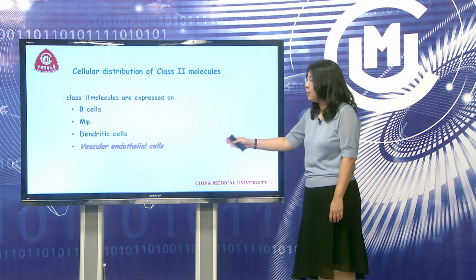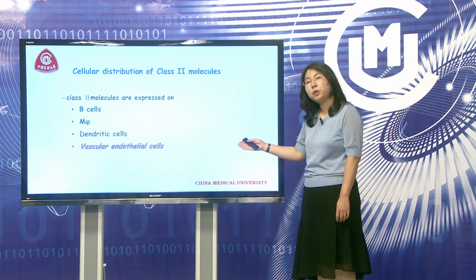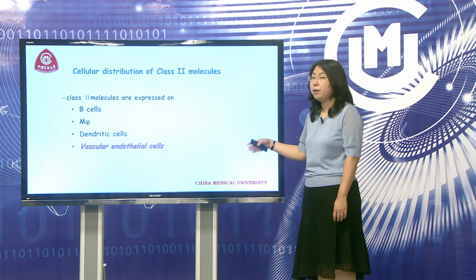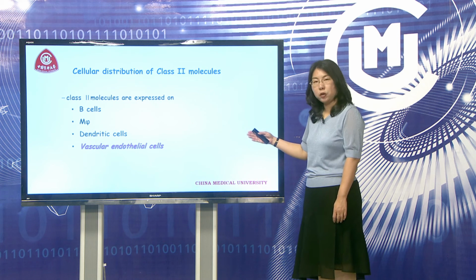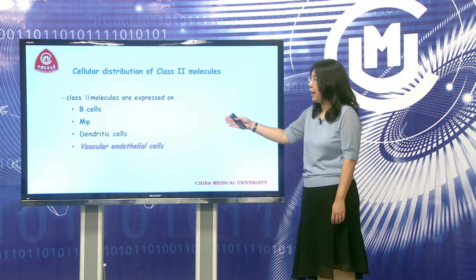And some other cells, such as the vascular endothelial cells, or maybe later you will know the activated T cell, also express the class 2 molecule, but they don't have this special role to present antigen.